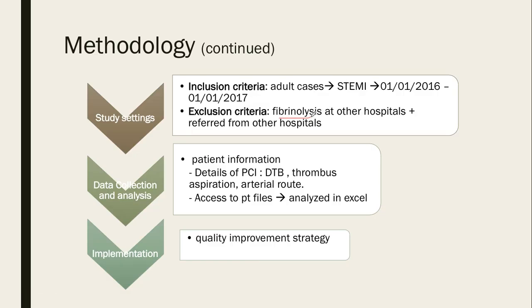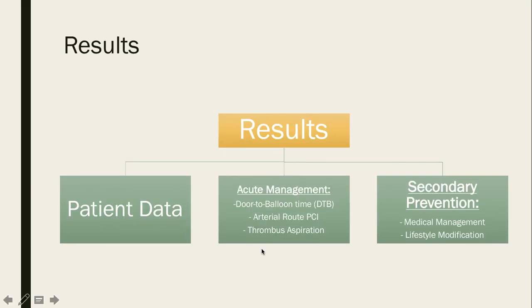And we've excluded those with fibrinolysis that came from other hospitals. The data we collected are patient information, details of the PCI treatment itself. Then we got access to patient files and analyzed the data in Excel. After which we went to recommend quality improvement strategies after the study, of course. So the results section is divided into three parts. Briefly, we're going to talk about patient data, and then we'll talk about the main points in acute management: door to balloon time, arterial route, and thrombus aspiration. And then we'll come to compare secondary prevention as well to international standards through discussing medical management and lifestyle modification.